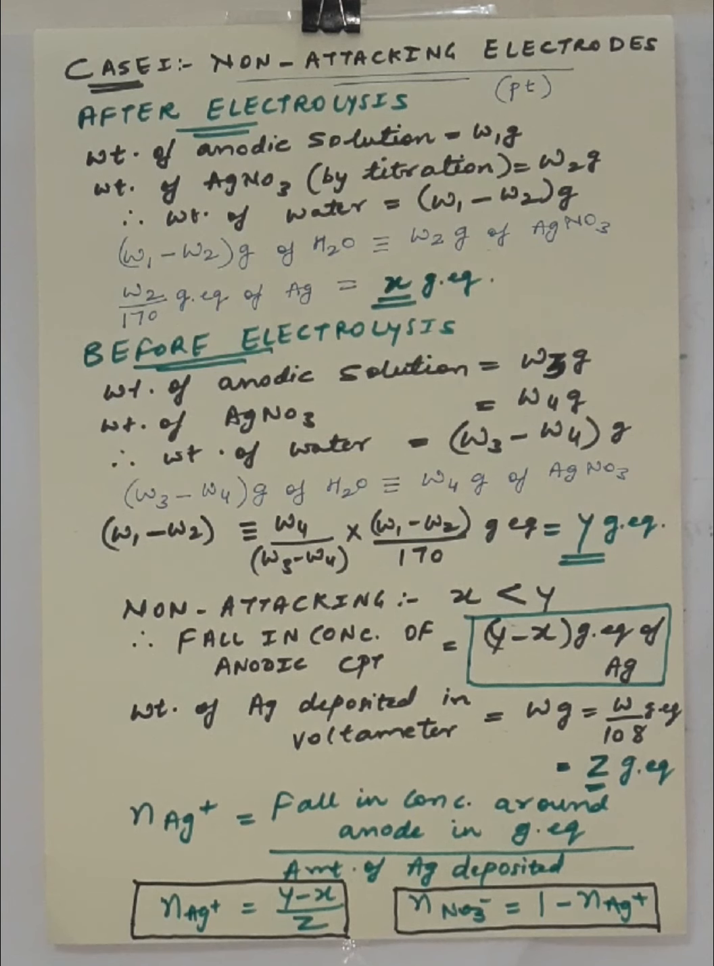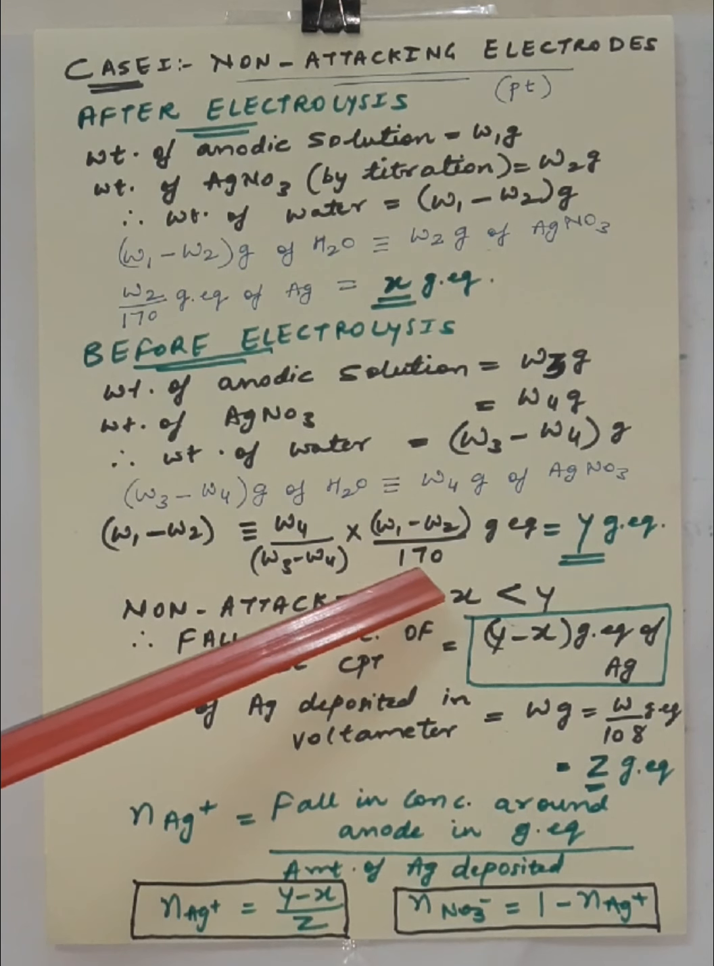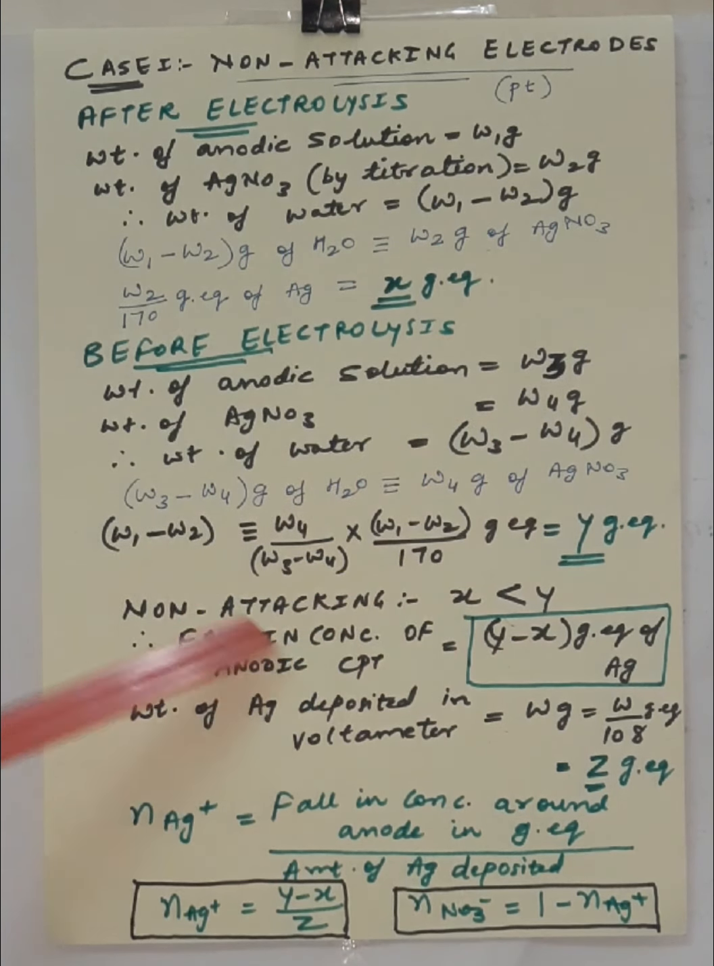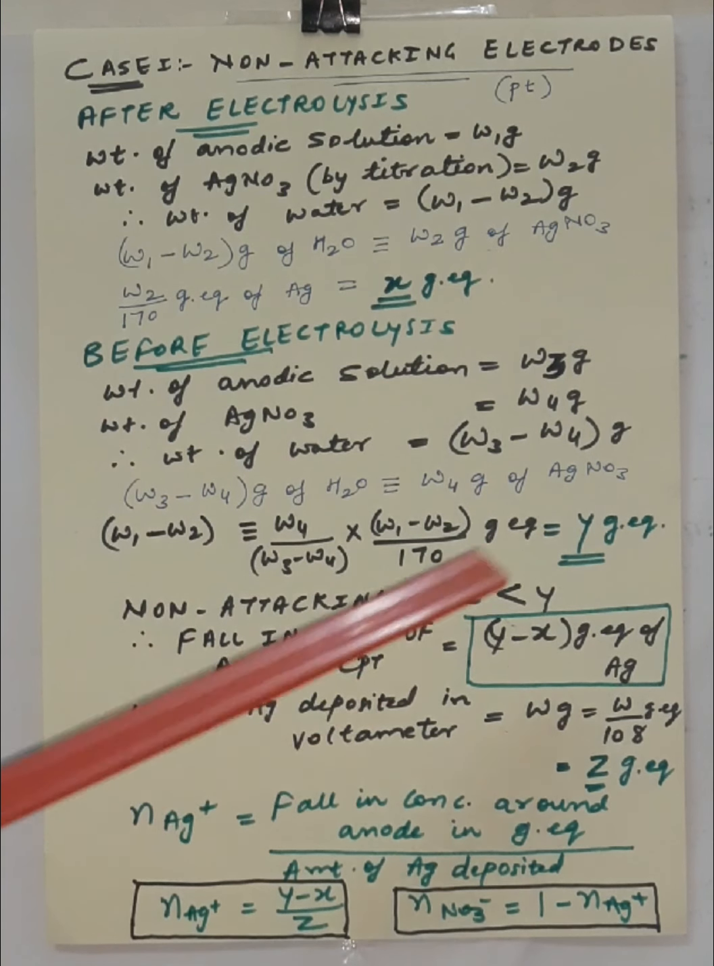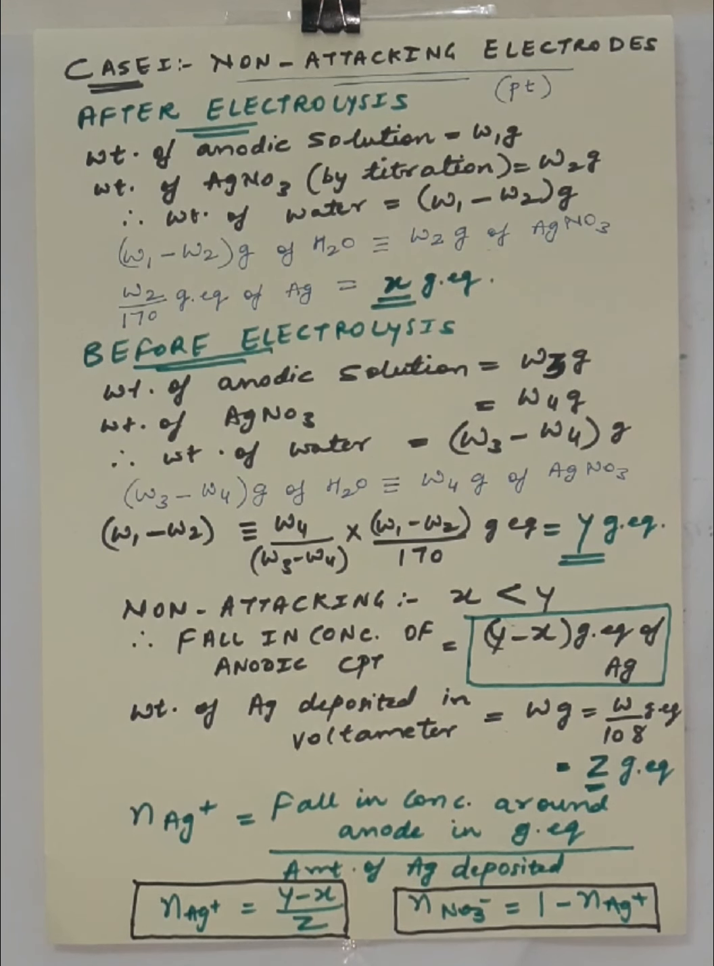of silver nitrate. Further, if I want to combine the before electrolysis water proportion with reference to after electrolysis, I can say W1 minus W2 gram of water will contain W4 upon W3 minus W4 into W1 minus W2 gram of silver nitrate. If I want to convert it into gram equivalent, that means I need to divide it by 170. Say whatever value comes after performing the calculations, that is Y gram equivalent of silver.